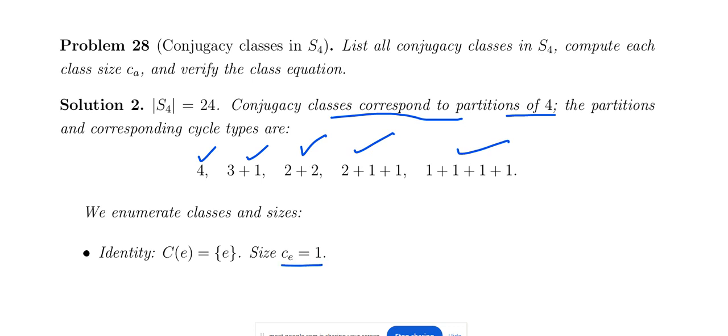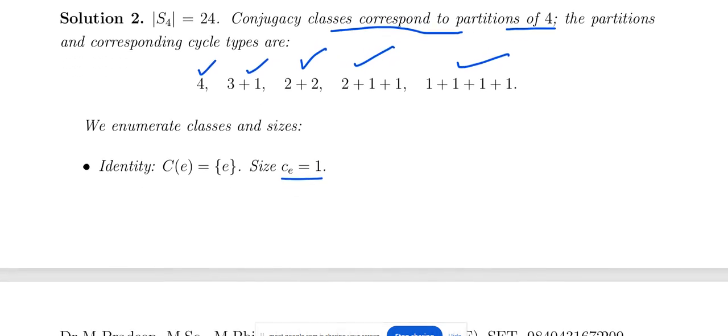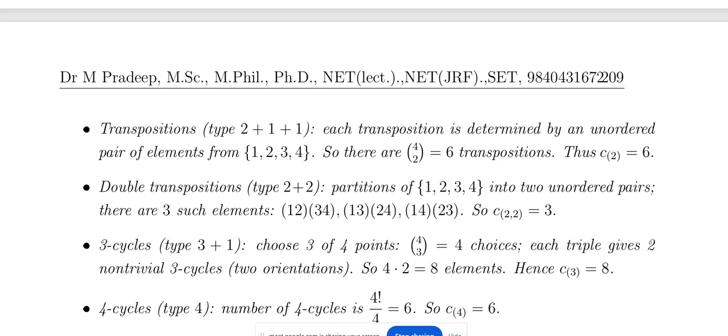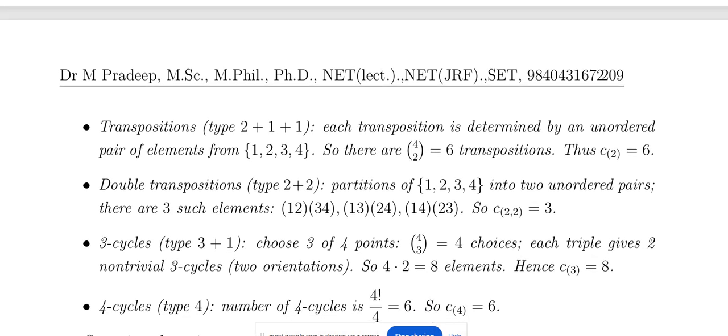Enumerate the classes and the sizes. The transposition has type 2 + 1 + 1. Each transposition is determined by an unordered pair of elements from 1 2 3 4. So that is 4C2, which is equal to 6 transpositions. So the number of elements in this class is 6.